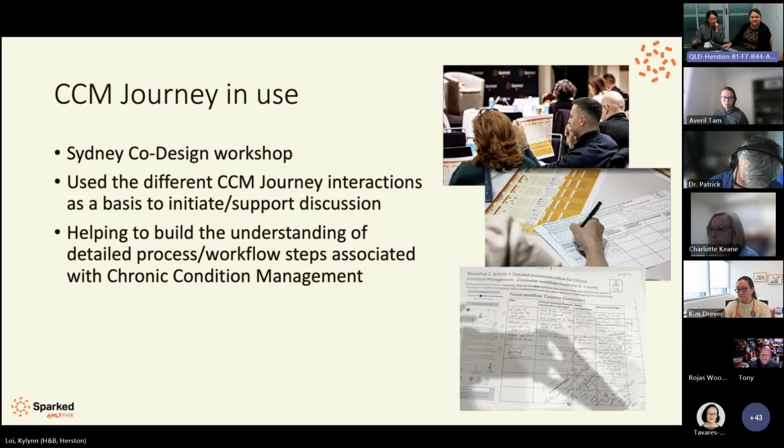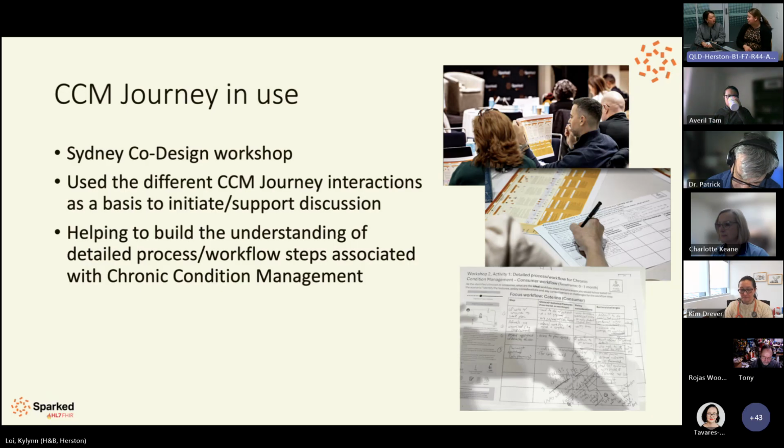The last thing I wanted to show is that we've already used this, and those who were there in Sydney will be familiar; they will have had a chance to read it in detail. We leveraged this journey at our Sydney co-design workshop on day 2, where we were starting to think about what would be required to support a GP chronic condition management plan template in use, how we could build out the workflows associated with it, and the detailed processes that would need to accompany the use of a GP chronic condition management plan.